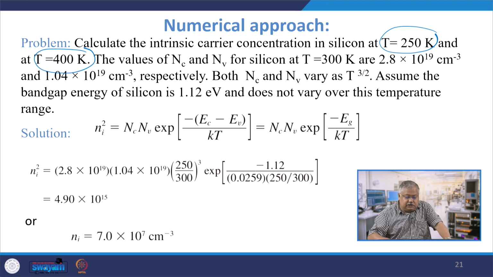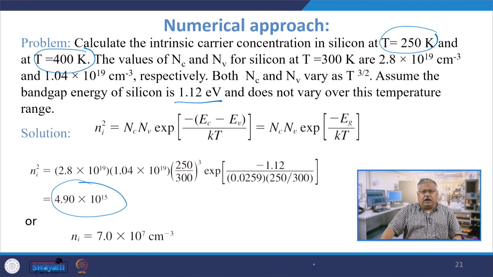The band gap energy of silicon is given as 1.12 eV, and assuming that it does not vary with temperature, we find that Ni square equals NcNv exponential minus Eg by kT. Therefore, I get this much amount of Ni, and it is a known quantity. I hope you all know this quantity very well. In a much easier fashion you can handle Ni square, and this becomes Ni at 250 Kelvin. At 250 Kelvin I get 7.